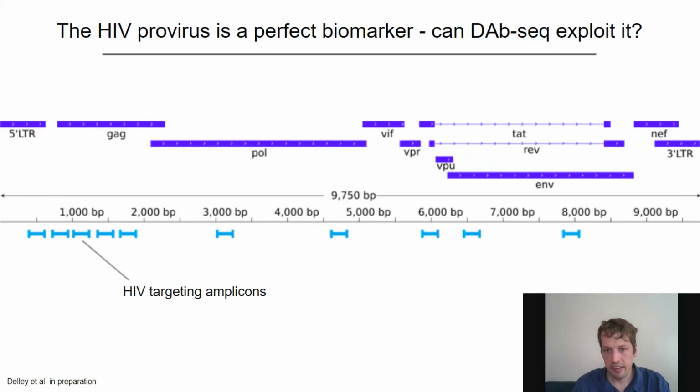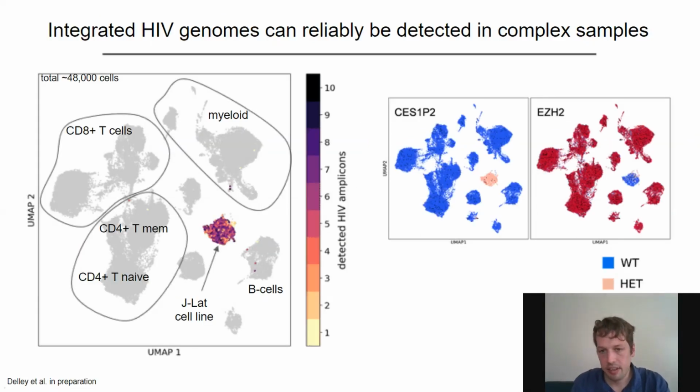The idea here is that since we have 10 amplicons simultaneously, that increases the probability that at least some of these will work, and it also provides the possibility to distinguish truncated, defective virus from full-length viral integrates. I again made a mock system to see if this could work in detecting HIV cells. I used a blood sample, PBMCs, and spiked in 1% of J-lot cells. J-lot is an HIV model cell line with integrated virus.